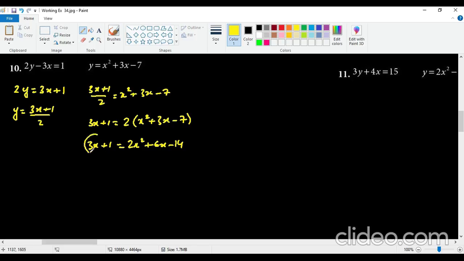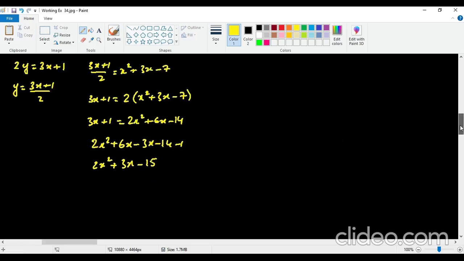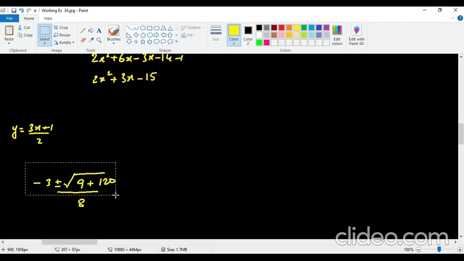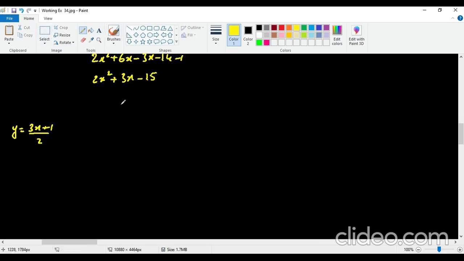Now these two are going to go to the other side and the sign is going to be changed. So it's going to be 2x squared plus 6x minus 3x minus 14 minus 1. So it's going to give us 2x squared plus 3x minus 15. These are the values of a, b, and c in the quadratic equation. I'll copy this down to help me with finding out the value of x. Now in here, a equals 2, b equals 3, and c equals negative 15.